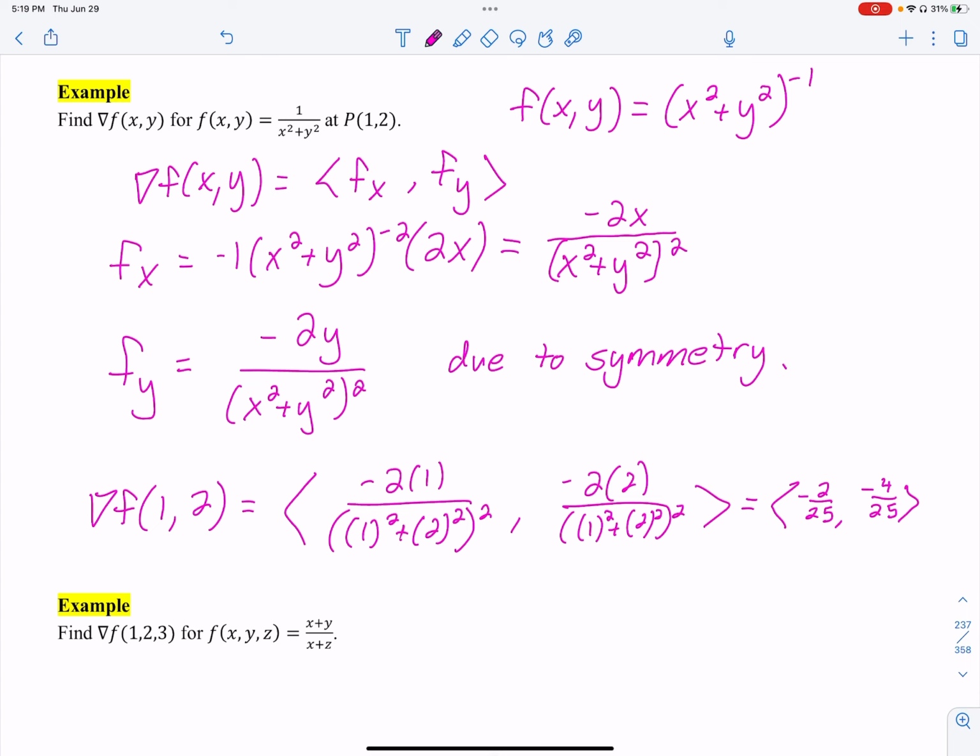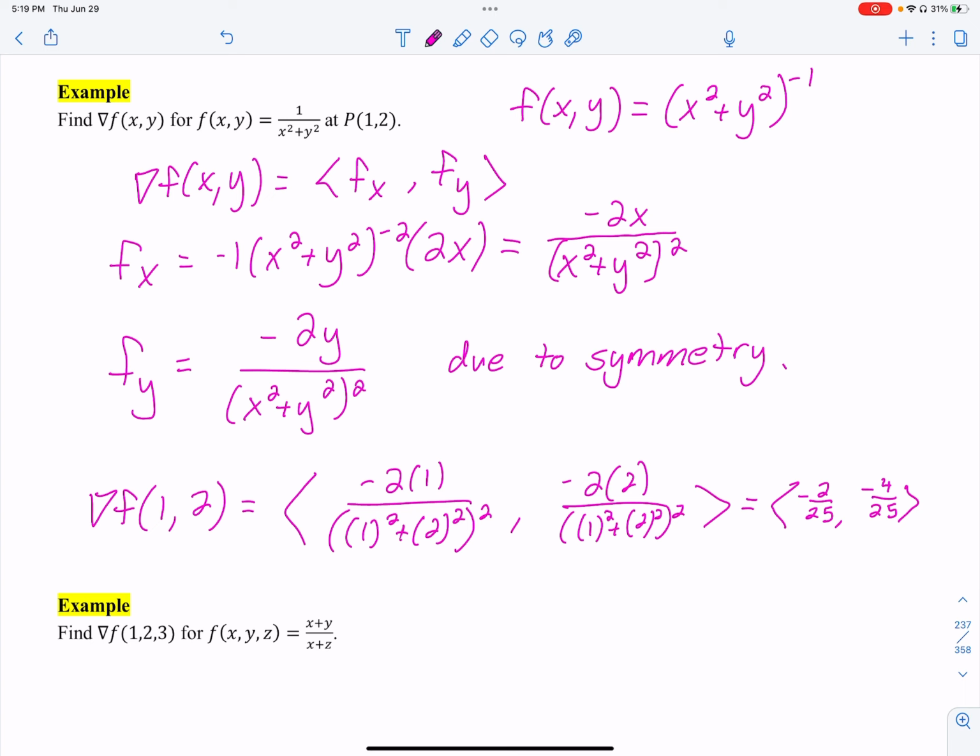So that is the quickest way out. It's the steepest incline up. I would go from (1, 2), and I would walk in the direction of that vector, and it'd be the steepest route up. Right? If I wanted the minimum, I'd just go the other way, opposite direction.